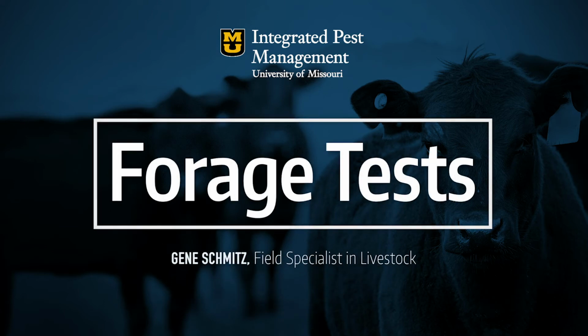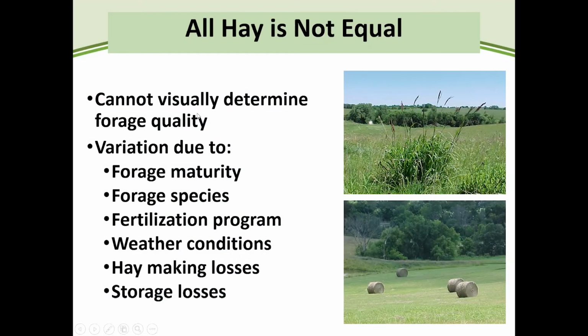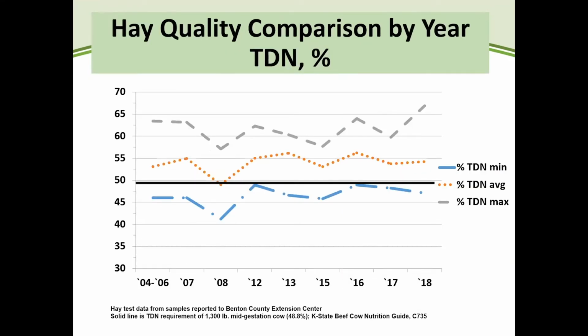Before we get into really the meat and potatoes about what we want to talk about in terms of using forage tests, just a quick review about why we do it. Certainly we know that all hay is not created equal. Visually, we can't determine what we're looking at nutritionally because of the variation due to forage maturity, species, fertilization programs, et cetera, et cetera. Wide range in nutrient content from year to year.